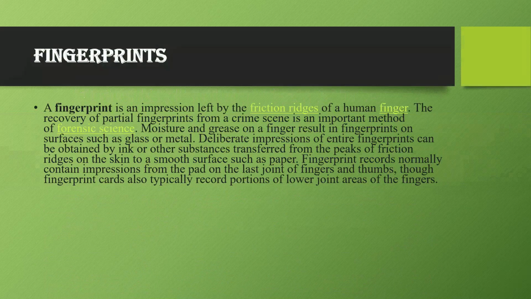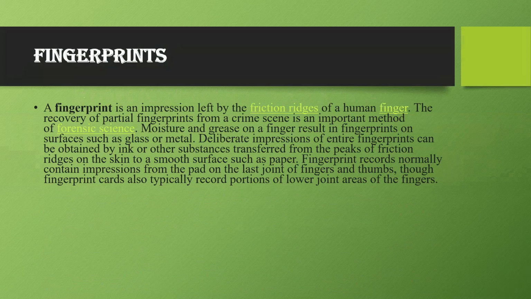First of all, I will explain what fingerprints are. A fingerprint is an impression left by the friction ridges of a human finger. The recovery of partial fingerprints from a crime scene is an important method of forensic science. Moisture and grease on a finger result in fingerprints on surfaces such as glass or metal.